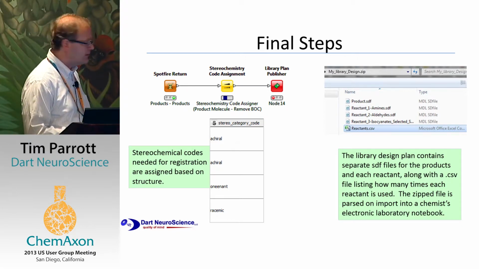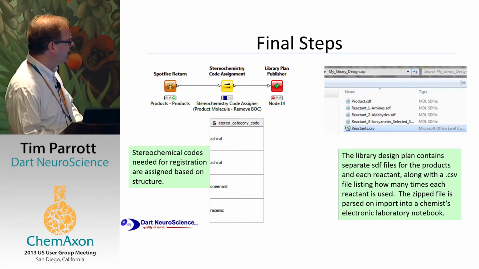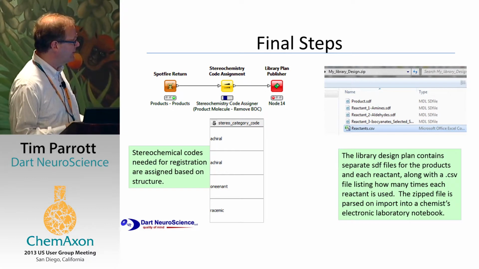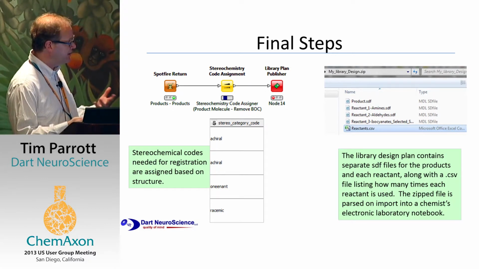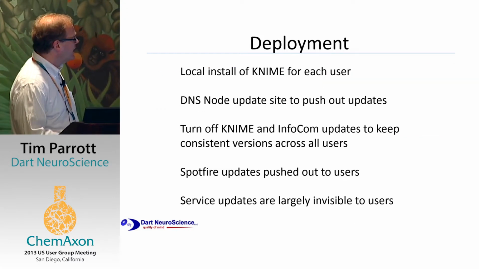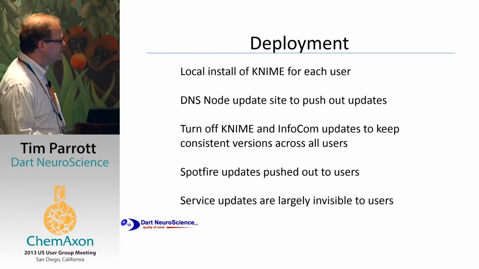So I finished going through the various features that we have here, and I hope that's given you a flavor of some of the things that we've done and ways that we've made things a little bit simpler for the users. The deployment was fairly straightforward. KNIME gets installed for everybody.